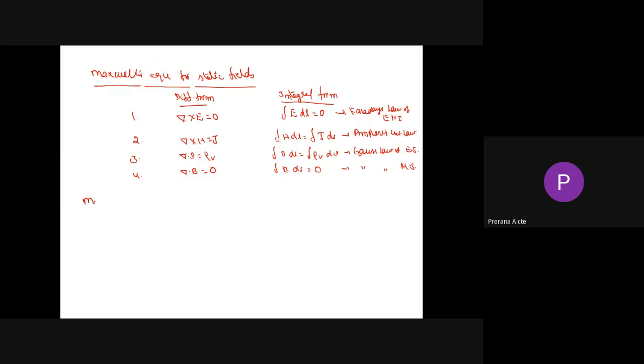Next, Maxwell equations for time varying field of free space. Now, here also we can define them in two forms, that is differential form and integral forms.